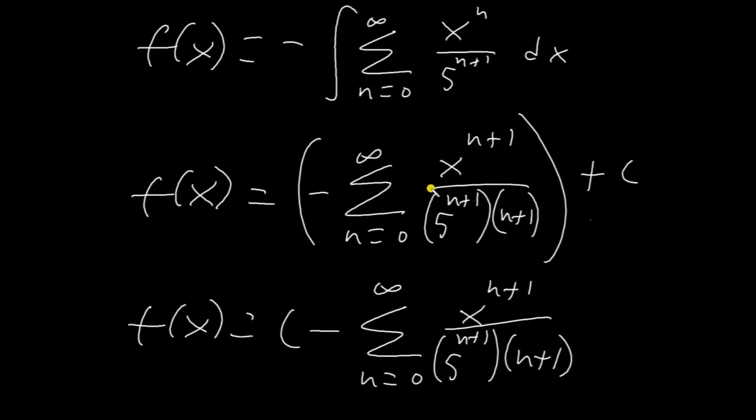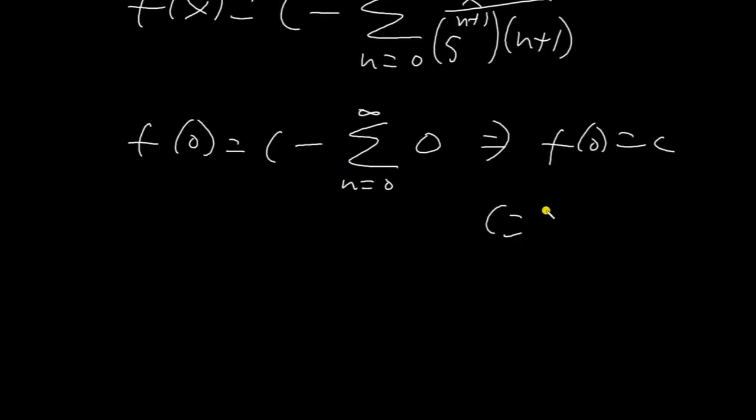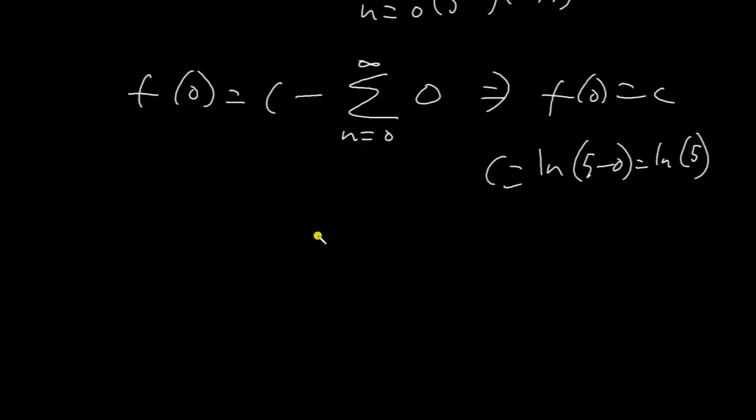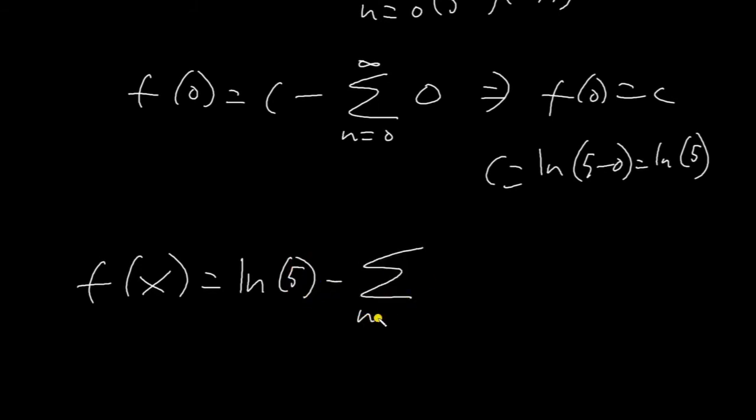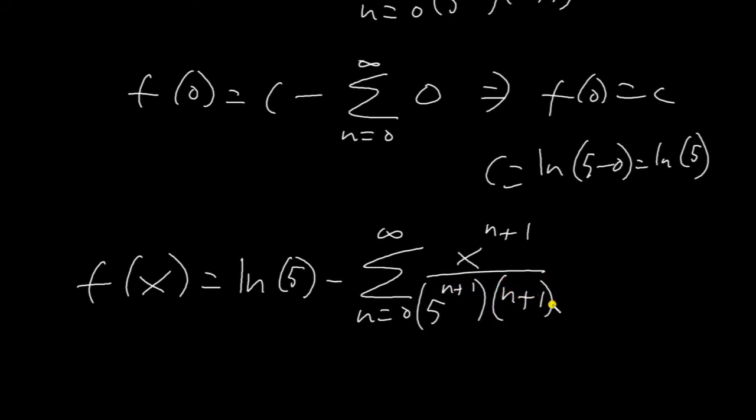So c is equal to the natural log of 5 minus 0, which is the natural log of 5. I can plug that back into here, and that'll give me my final power series representation for f of x. Our final answer is f of x equals our constant, which is the natural log of 5, minus the sum from n equals 0 to infinity of x to the n plus 1 over 5 to the n plus 1 times n plus 1, like that. That is our final answer.